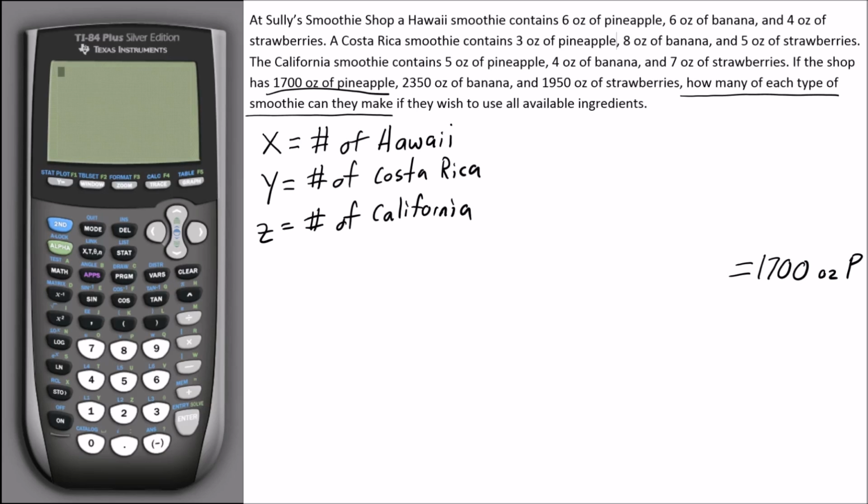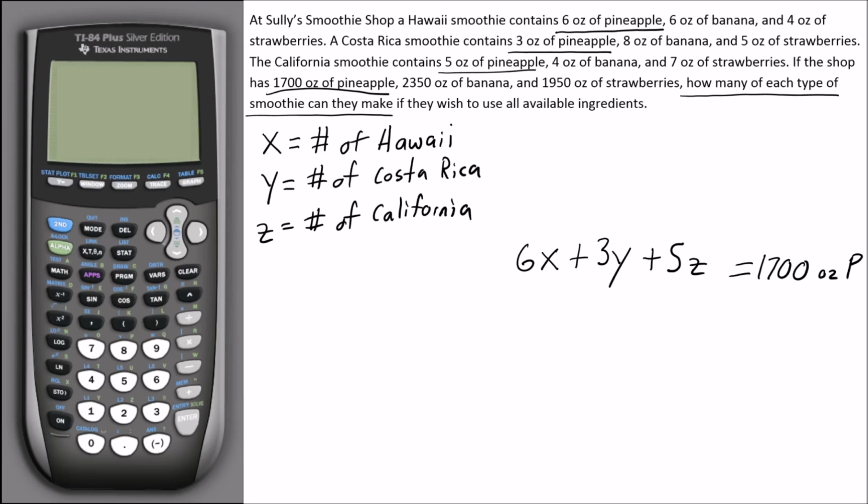So if we look at our problem, we can see that the Hawaii smoothie requires 6 ounces of pineapple. So that's 6 ounces per Hawaii smoothie, which was X. The Costa Rica contains 3 ounces of pineapple. So that's 3 ounces per smoothie. And then the California requires 5 ounces. And so that's 5 ounces per smoothie. So 5 times Z.